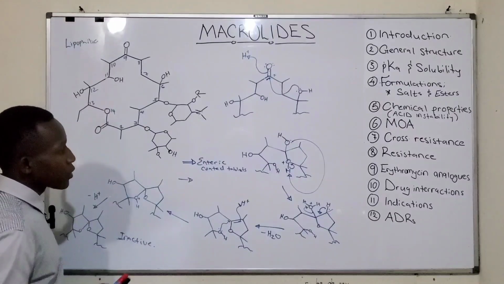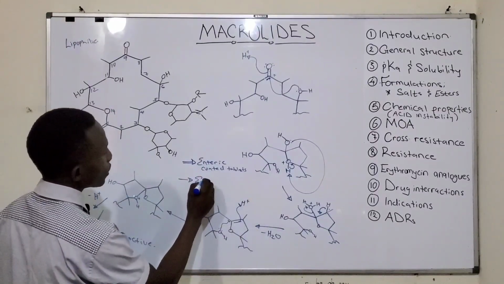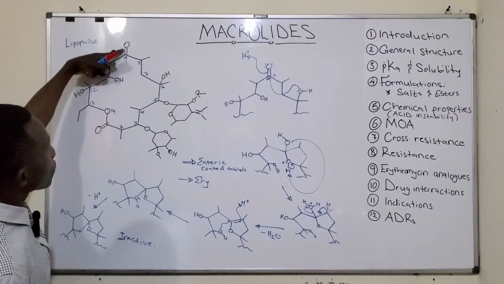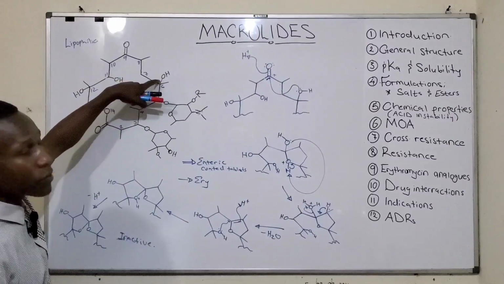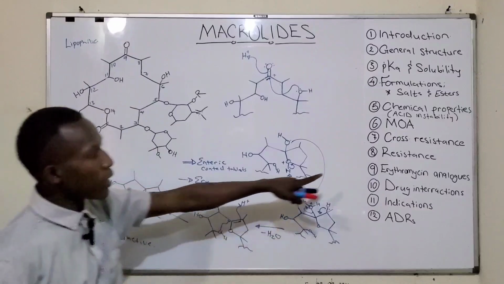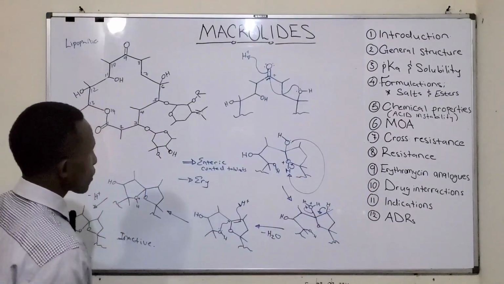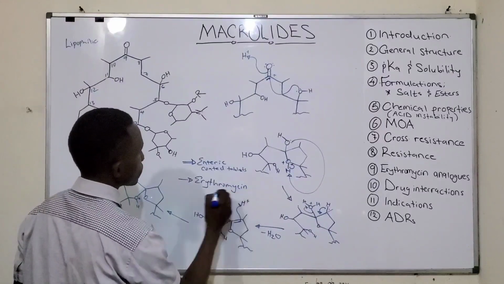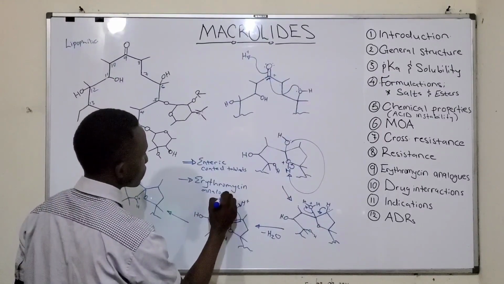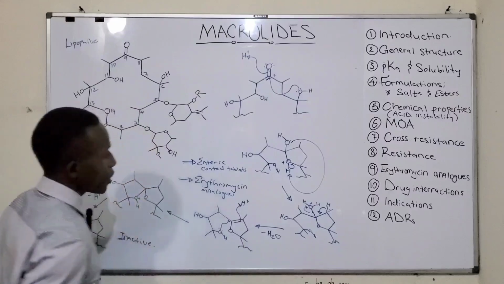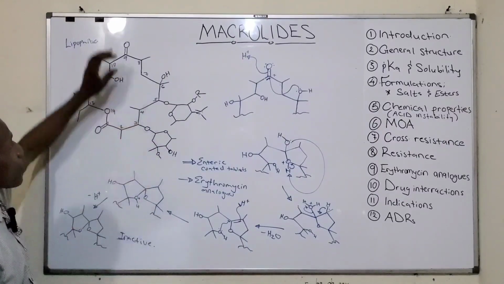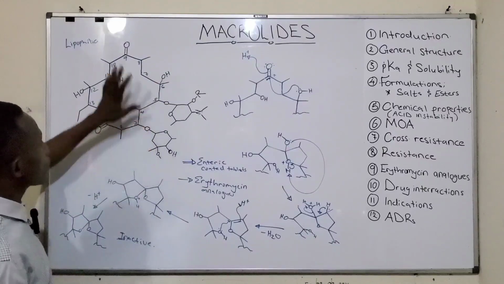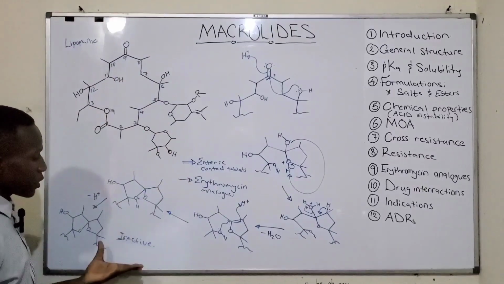Also, there are some analogs, the erythromycin analogs, which are made such that either there is no ketone at position 9 or there is no OH at this position, as we are going to see here in the analogs. We are going to see if there is no ketone here and no OH group here, one of them leads to the stabilization of these drugs.